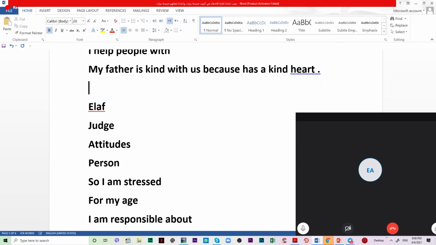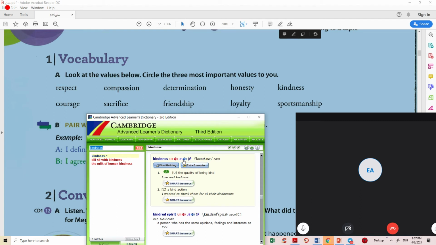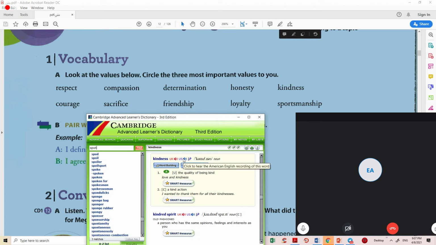Okay, تمام. Let's continue. استمر. So we have the last word, كلمة الأخيرة. Sportsmanship. روح رياضية. Sportsmanship means someone who is flexible. شخص ما يكون مرن. Okay, سموه روح رياضية. عنده روح رياضية. فنحن نسميه شخص هو اللي يكون مرن.